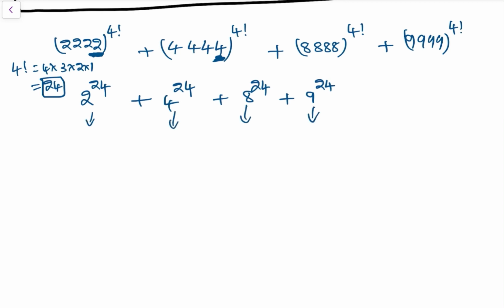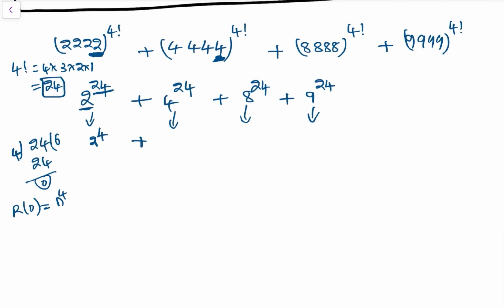So for the unit digit of 2 to the power 24, we need to divide the power by 4. Okay, 24 divided by 4, 4 6s are 24. So the remainder is 0. When the remainder is 0, as we discussed in the last class, the unit digit would be n to the power 4, where n is the unit digit here. So that is 2 to the power 4.